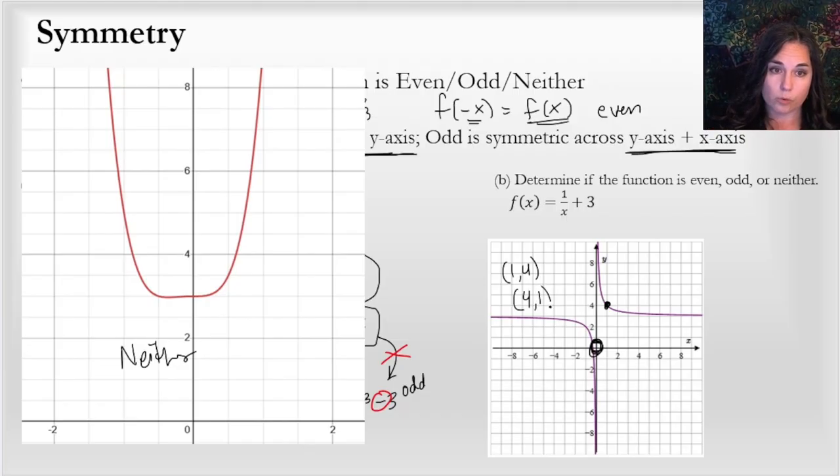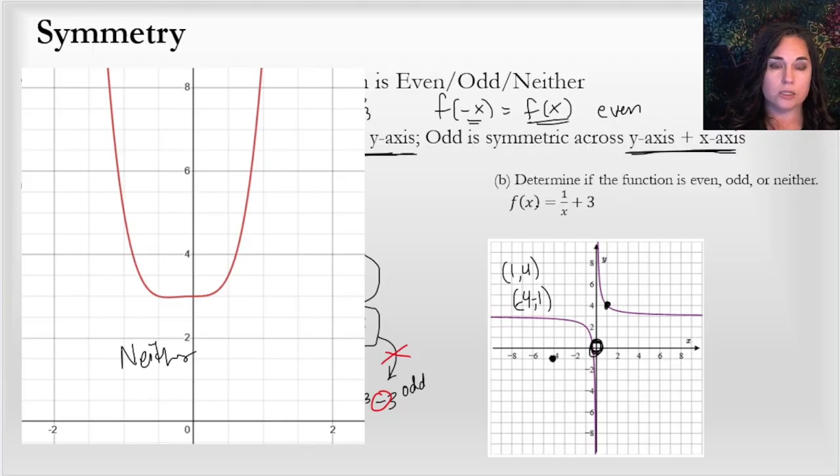Do I have a 4, 1 on the other side? Or a negative 4, sorry, negative 4, negative 1, right? I'm flipping it this way and this way. I get a negative on both of those. Do I have a negative 4, negative 1? No, I don't. So there's not symmetry around the origin for this function.